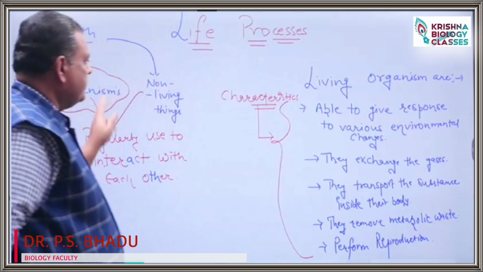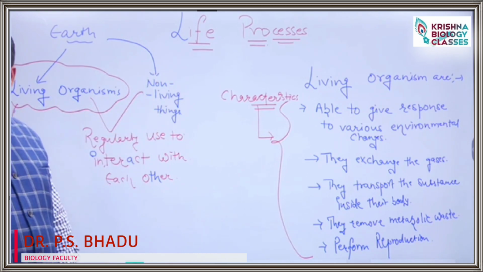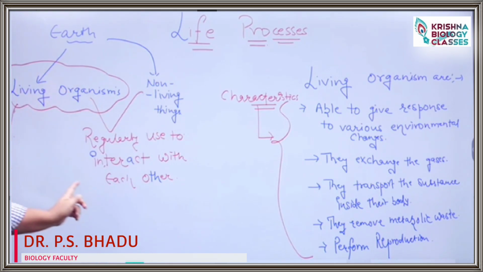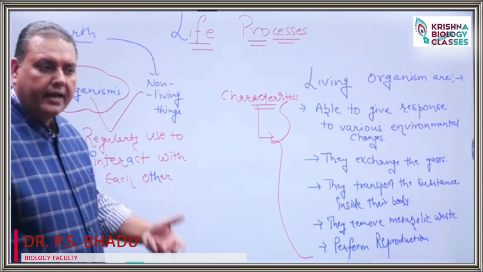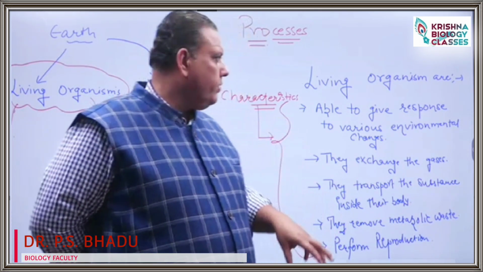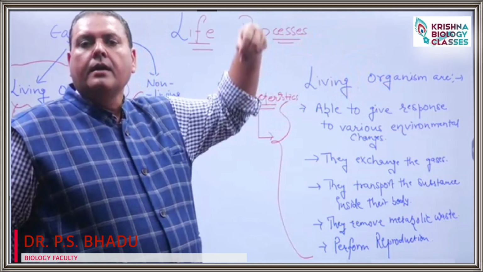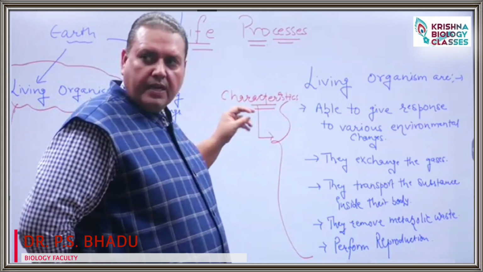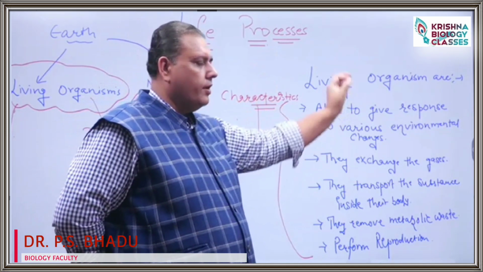When we start to discuss life processes, we used to say that on this earth, living organisms are present as well as non-living things, and they constantly, regularly interact with each other. So how to identify whether an object is living or non-living? We used to say that living organisms like bacteria, plants, animals show certain specific characteristics. Mark it down, note it down here, beta.